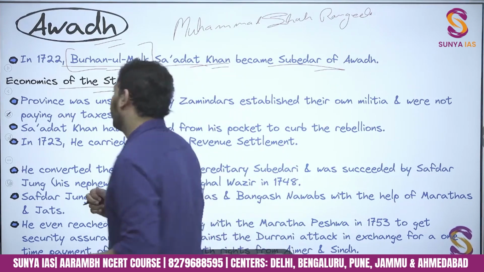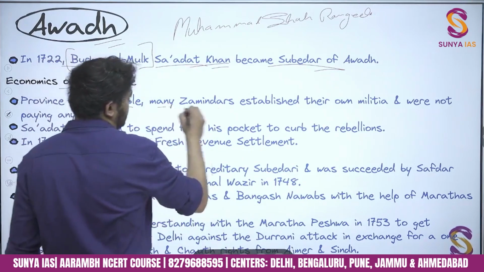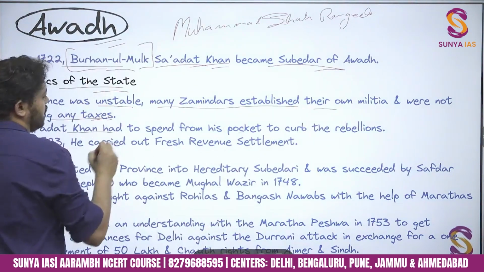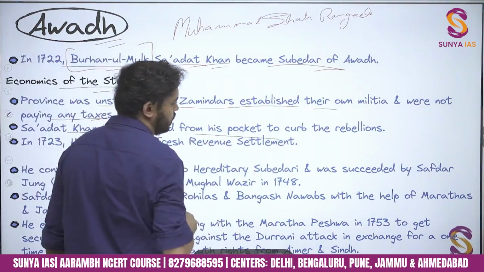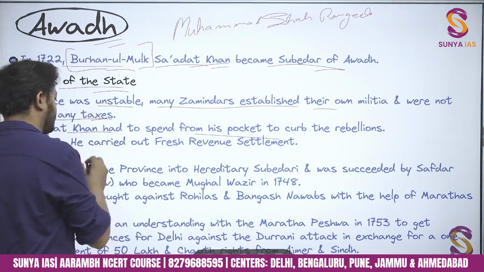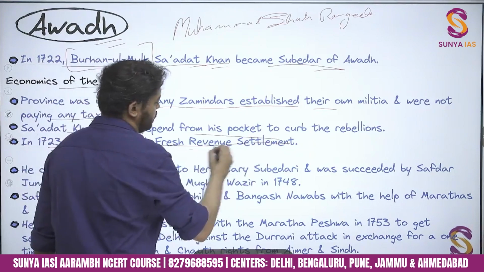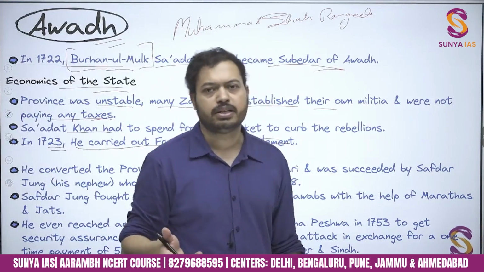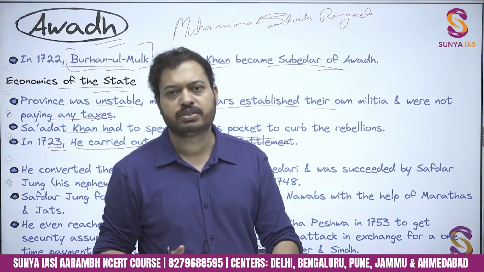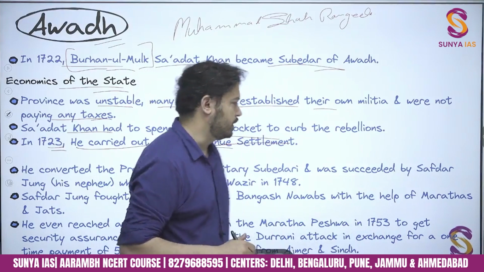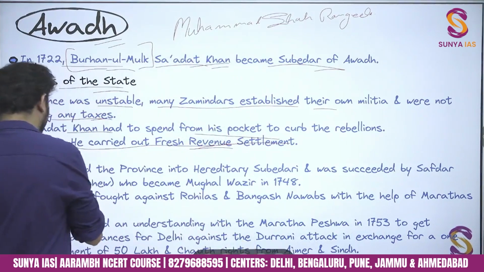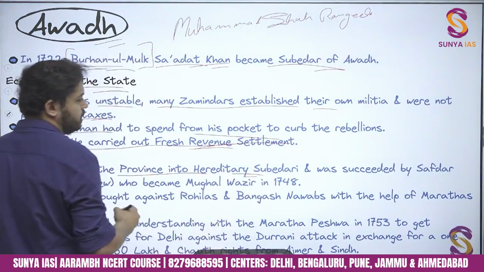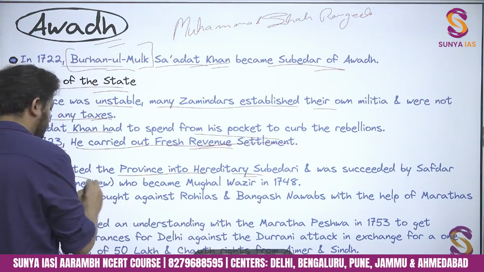The province was unstable. Many zamindars established their own militia and were not paying any taxes. Sadat Khan had to spend from his own pocket first to curb the rebellion. Then in 1723, he carried out a fresh revenue settlement, making sure the inefficiency and corruption in the revenue settlement of the state could be done away with. After that, he converted the province into hereditary Subedari and was succeeded by Safdar, his nephew.